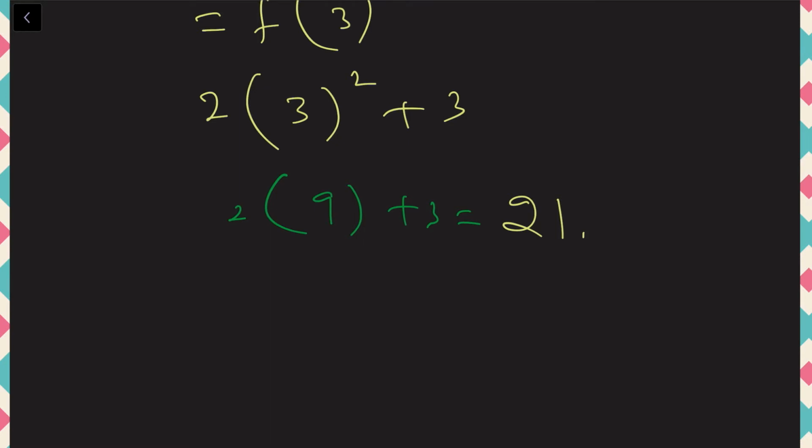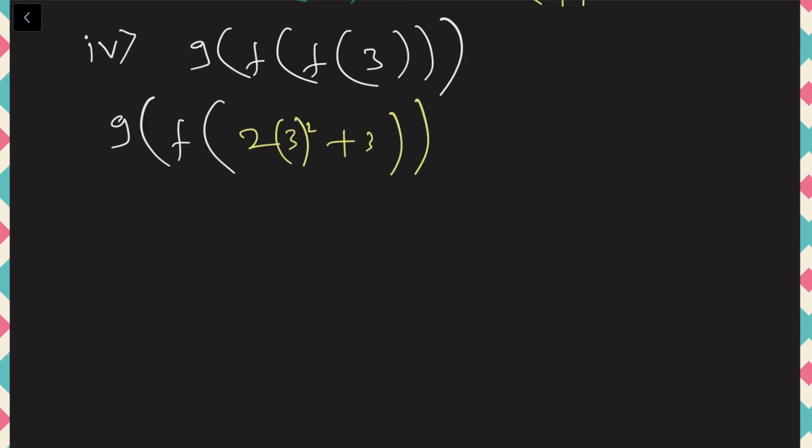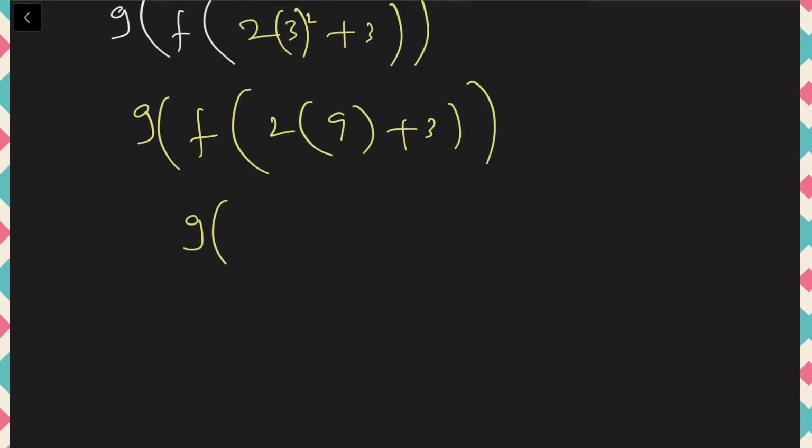Next, last question in this bit. Question number 4. G of f of f of 3. So total 3 times we need to do this one now. First, what is the value of f of 3? Function f is given as 2x square plus 3. So in the place of x, we need to substitute 3 now. So it will become 3 square. 2 into 3 square. Now, g of f of 2 into 3 square is 9 plus 3. So we get g of f of 2 9s are 18 plus 3, 21. So, g of f of 21.